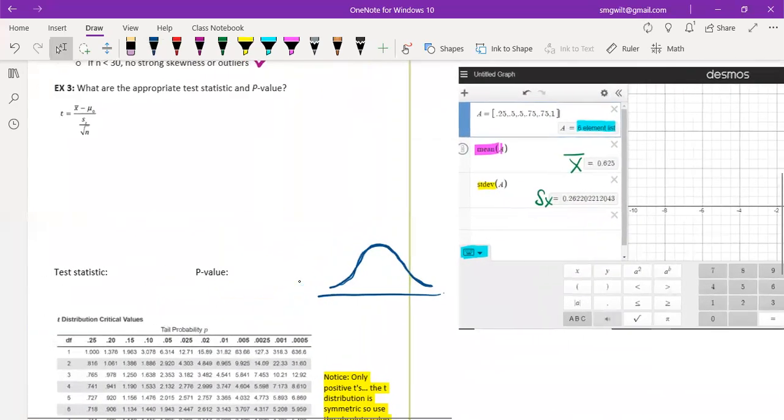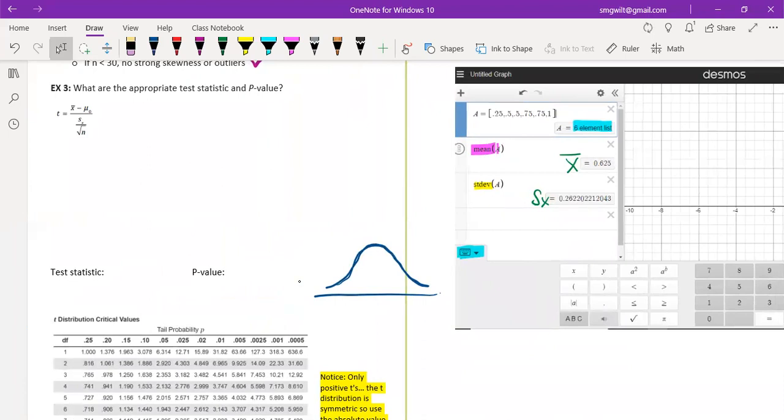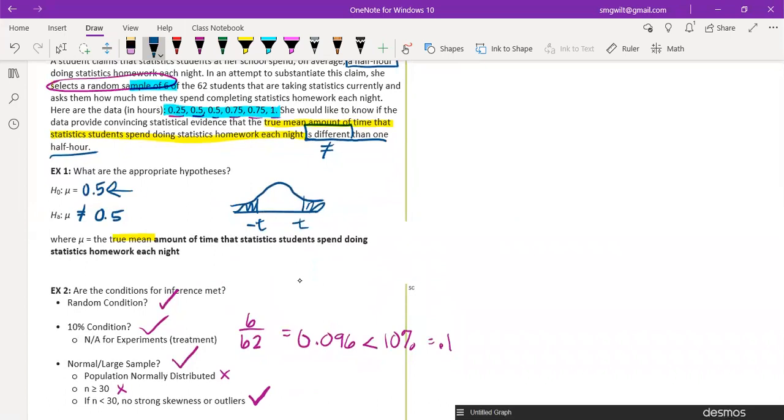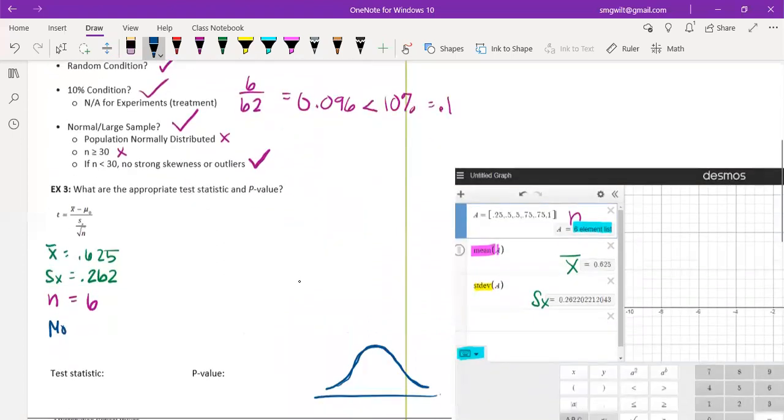The formula for T is as follows. The mean of the data set minus mu naught, which is the value that we're testing our claim against, divided by the standard deviation of the data set divided by the square root of the sample size. If I look at this data from Desmos, I have that X bar is 0.625. I also have that the standard deviation is 0.262. I'm just going to use 3 decimals because that one had 3 decimals. Remember that N is 6. And then mu naught was the value we were testing in our null and alternative hypothesis. That's the 0.5 value. So it's the mu from H naught.